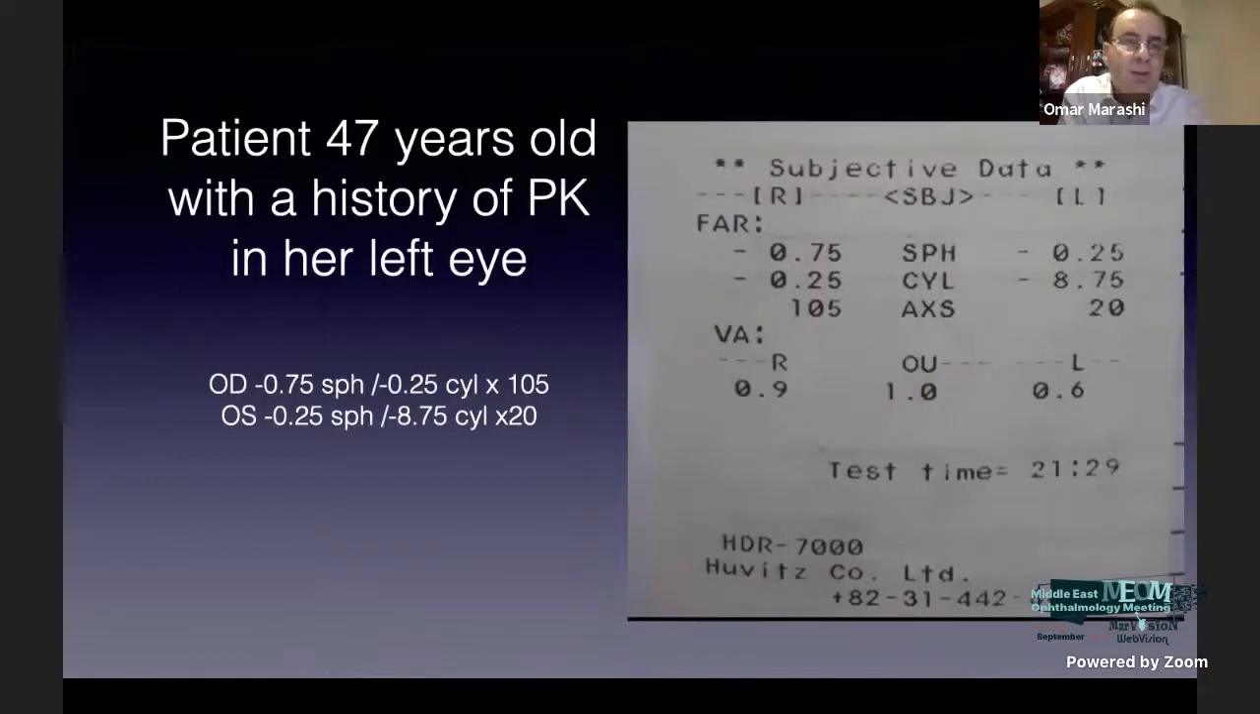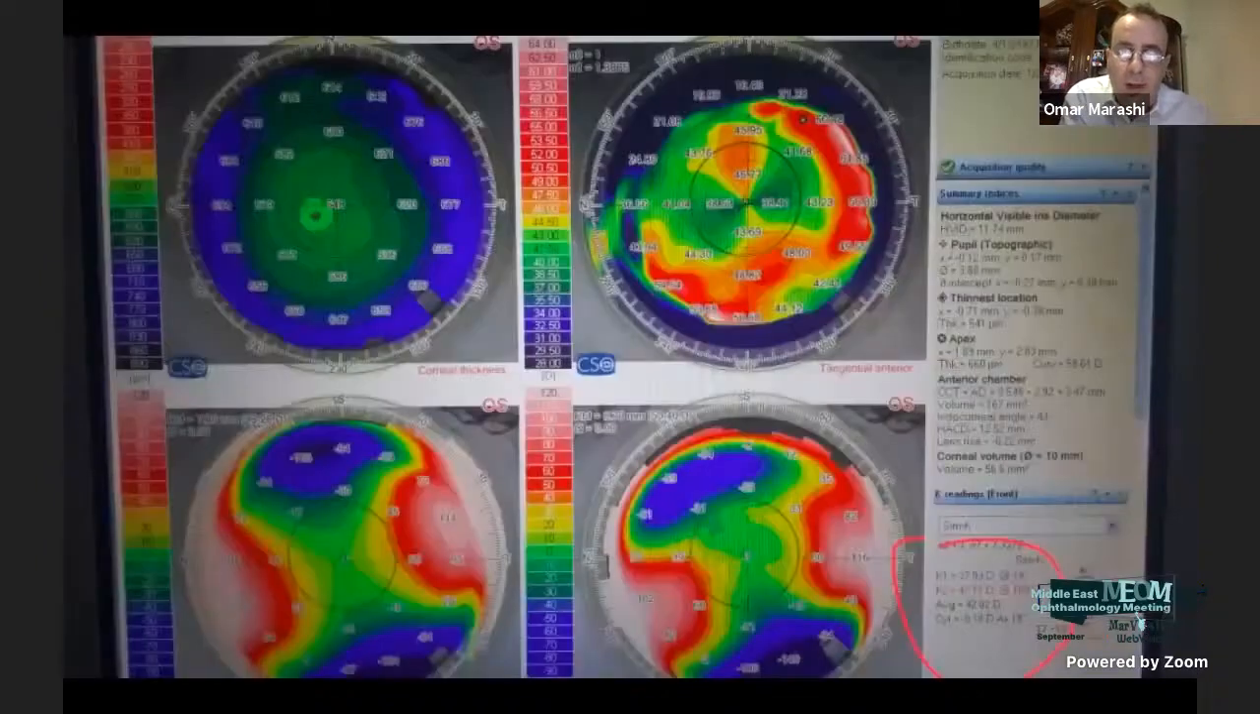Now, this is a patient who's 47 years old with a history of PK in her left eye. This case was done by my friend in Russia. Dr. Vladimir consulted me about what he could do in this case. This patient has almost 9 diopters of astigmatism post-op, and I encouraged him to consider corneal coupling. This is her topography.